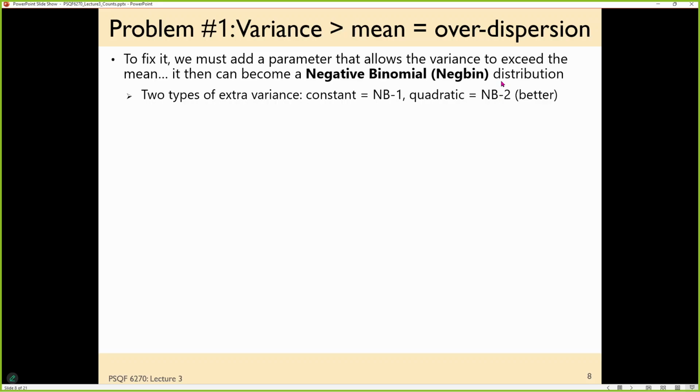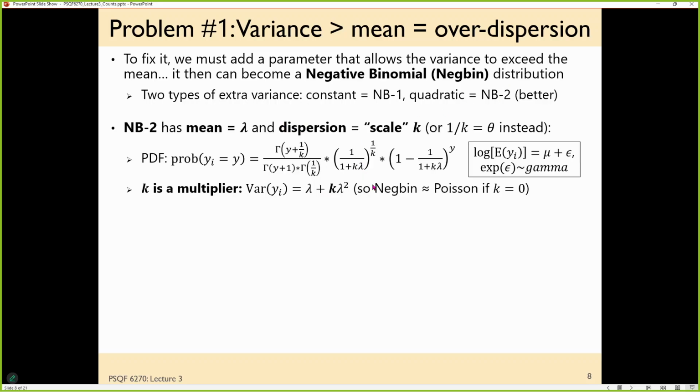So problem number 1, variance exceeding the mean, over dispersion. We have a new distribution called negative binomial. This one's ugly. Don't ask me to explain this probability density formula because I can't. Flat out can't. Here's the part that I can't explain though. This little thing right here.